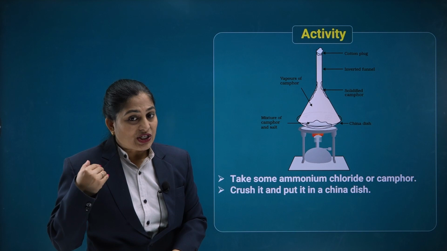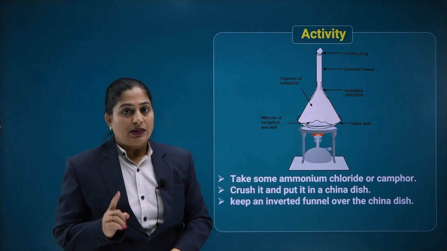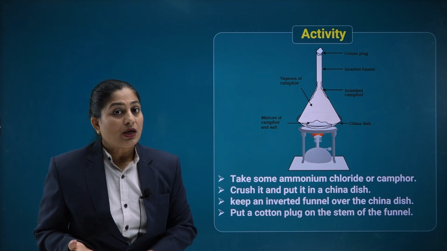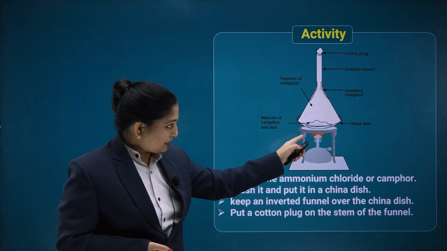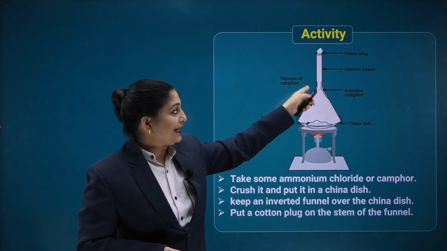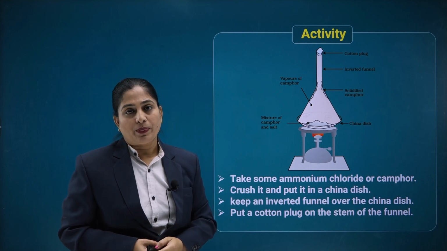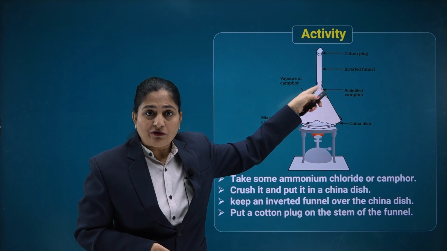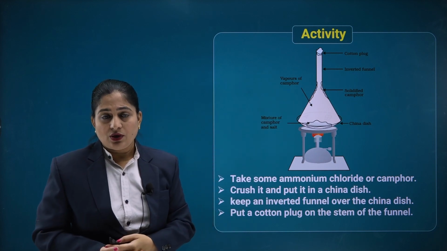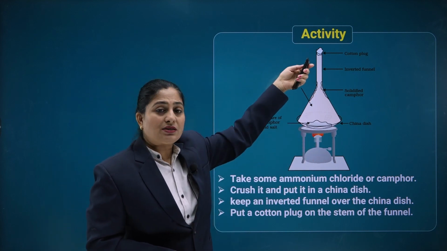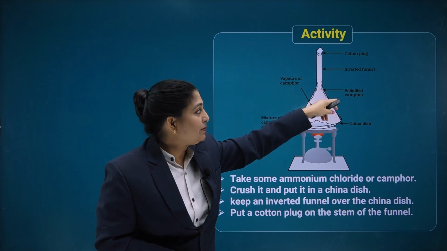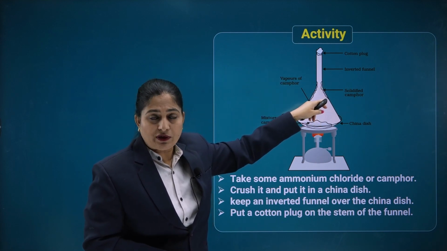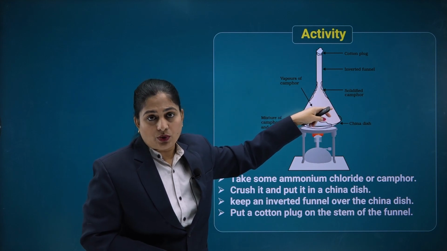What will happen? जैसे ही आप उसको हीट करेंगे, since this substance ammonium chloride or camphor is a sublime substance, on heating this sublime can directly go into vapor form. Now यहाँ temperature ज़्यादा, यहाँ temperature कम है. On the stem of this funnel the temperature is very less. What will happen? The vapors which start rising up condense होके यहीं पे ही deposit हो जाएंगे. Here you can see the deposition on the inner walls of the funnel. So ये यहाँ deposit हो गई.